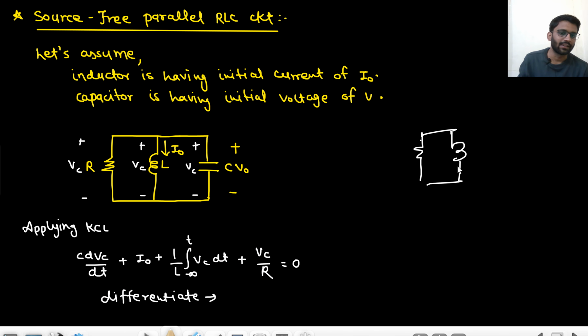Same in case of RL circuit. If it is having initial current of I0, finally what will happen? Inductor current will go to 0, resistor current will go to 0, resistor voltage will go to 0, and inductor voltage will go to 0. Everything will go to 0. Same in RLC circuit. Whatever the initial condition is, in the final condition everything will go to 0.